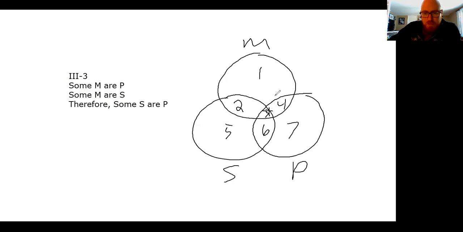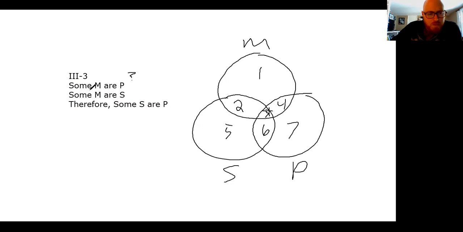So I know there's an M here, which is also a P, but I don't know if it's also an S or if it's not an S. I'm not told, right? So I'm ignorant. Okay. Now, this says there's at least one M which is an S. Okay? And this can be a common error.